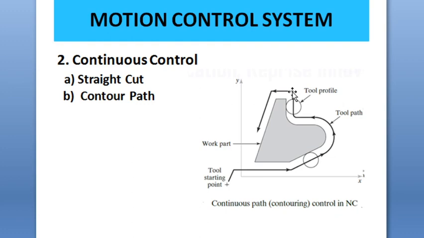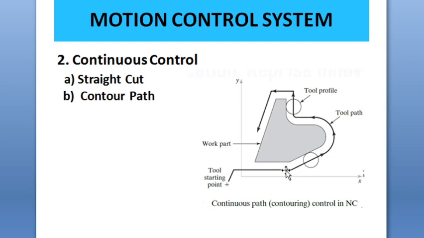The tool is controlled parallel with the x-axis. For this direction, this one is a straight line in upward direction. Here the motion is controlled parallel with the y-axis. In straight cut, the tool can be moved parallel with any one of the major axes. It's a straight cut. Under the contour path, the tool can be controlled for 2 or more axes.